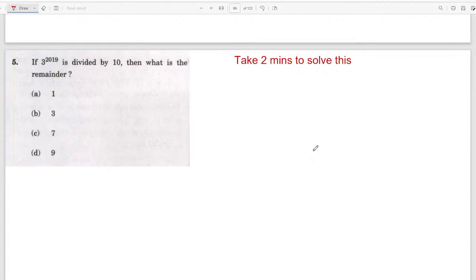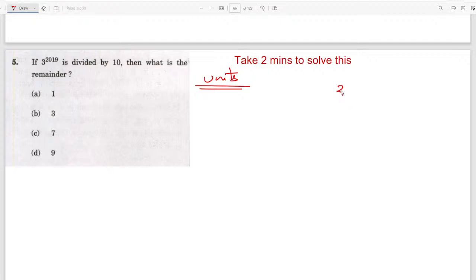So take 2 minutes to solve this question. We'll see how to go about this question. What they're saying is, if 3 raised to 2019 is divided by 10, then what is the remainder? That means they're asking the units digit. The units digit is the remainder, and to calculate the units digit, you have to find out the cyclicity of the powers of 3.